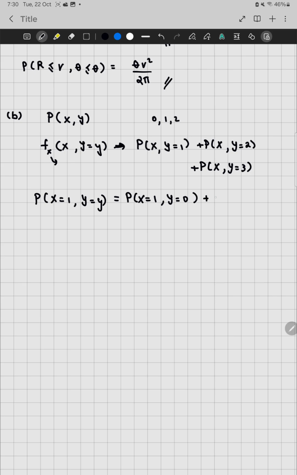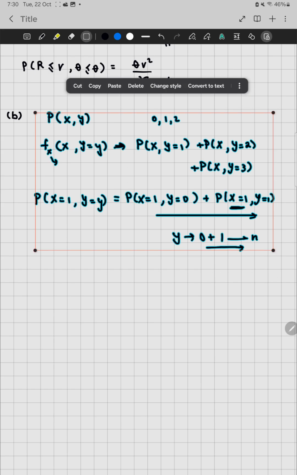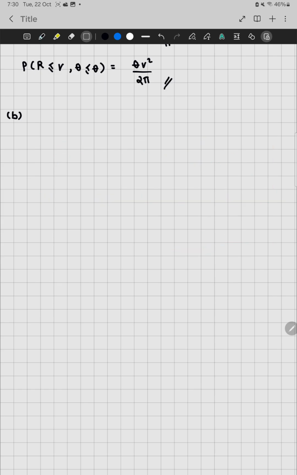So it will be something like 0 plus P of x equals 1 comma y equals 1, and so on. The x value will be constant. What we understand by this is that when we add up all these terms, it leads the y value to its maximum point. Suppose we add 0, then 1, and we go on until the maximum point. That is how marginal works. I don't know if you understood that, but you'll understand with the question.